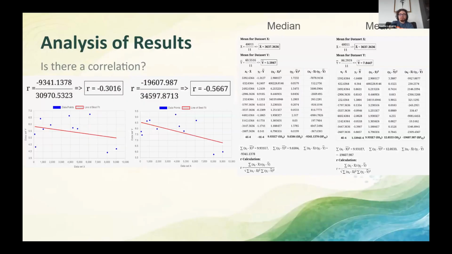We put the results through a bit of testing to get an R value that corresponds to a correlation, with an R of negative 0.5667 for the mean, and an R of negative 0.3016 for the median. And there's calculations here. Pause again for a moment to let this be read.